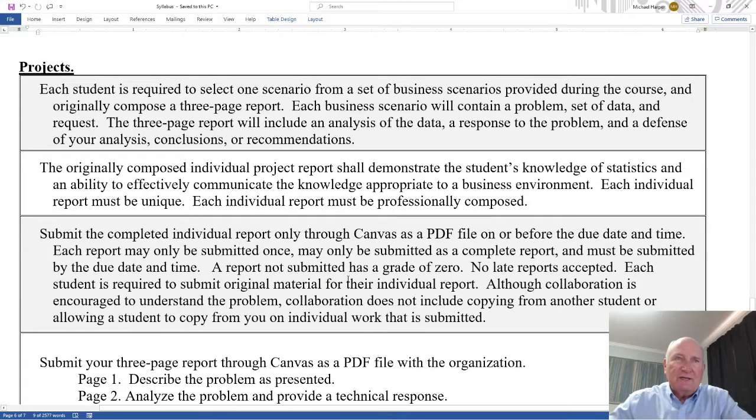Now the project at the end of the course. Each student is required to select one scenario from a set of business scenarios provided during the course. I'll do that toward the end of the course, in the last 2 weeks, and you'll write an originally composed 3-page report. Each business scenario will contain a problem, a set of data, and a request. The 3-page report will include an analysis of the data, a response to the problem, and a defense of your analysis, conclusion, and recommendation. This is what you'll be doing.